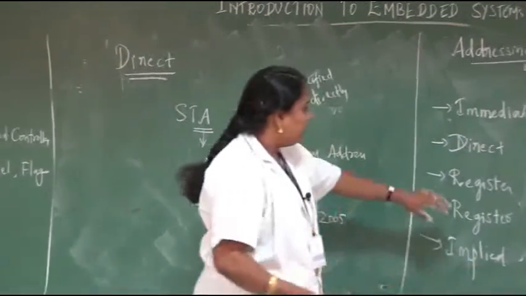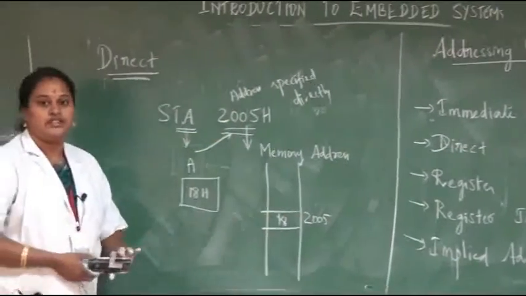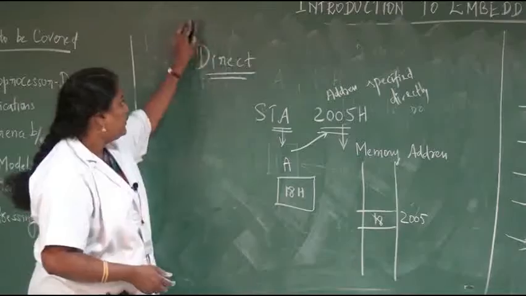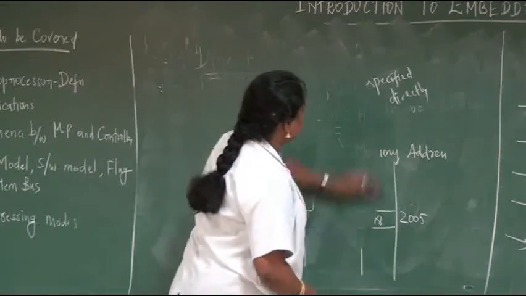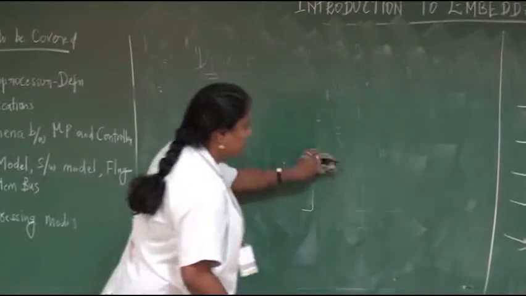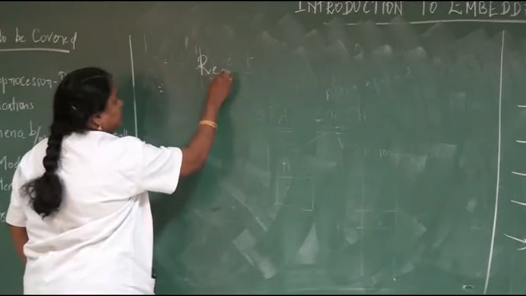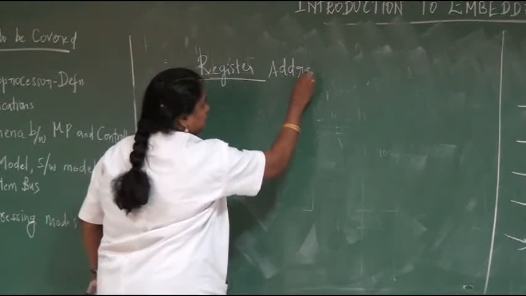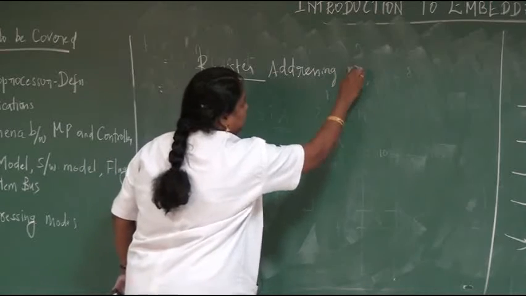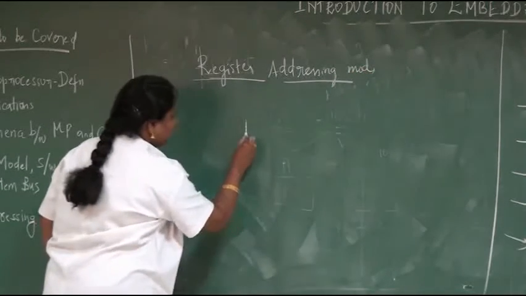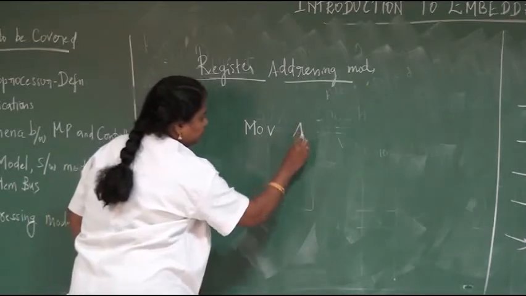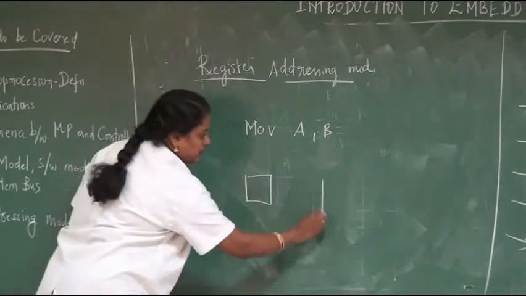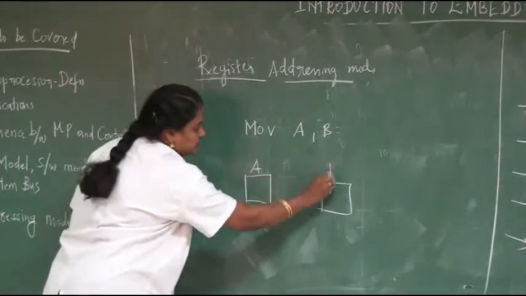And next we have register addressing mode. So what do you mean by register addressing mode? The data to be transferred is available in the register itself. For example, register addressing mode, MOV A, B. This is register A, this is register B.